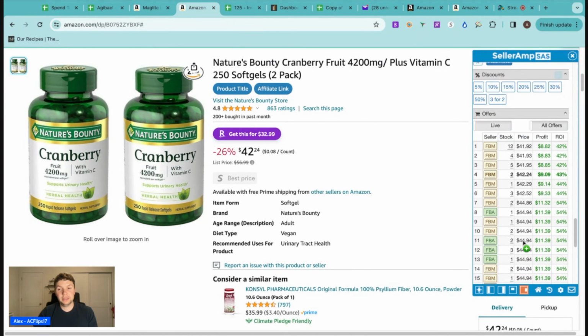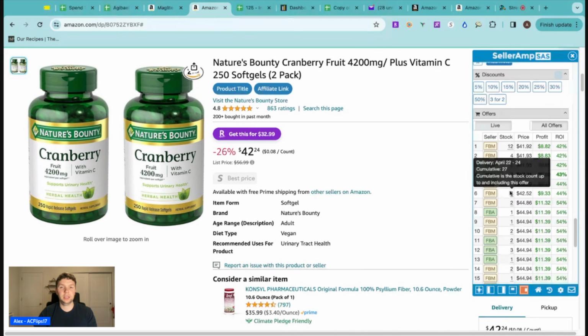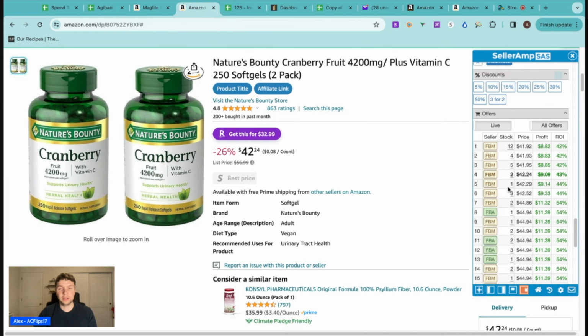So another piece to the puzzle here: how many sellers are priced competitively and how much stock do they have? We can look here and see that, 12 stock, 4 stock, 5, 2. So these sellers don't have a ton of stock. We're not seeing sellers with 30, 40, 50 units, which is a great sign, right? So how many are actually priced competitively here? I would say maybe 6.